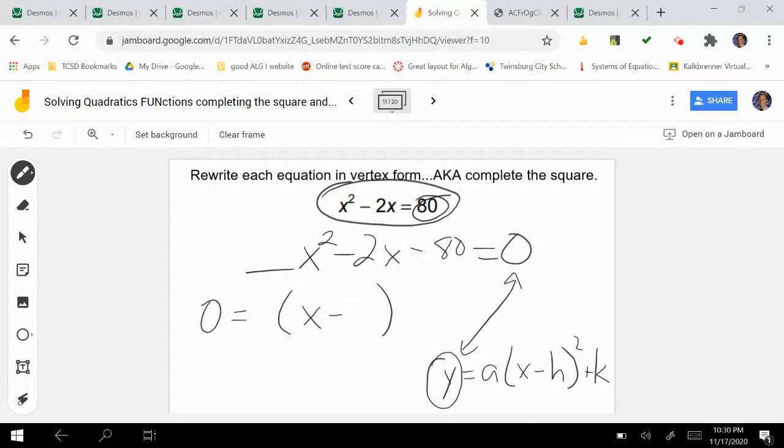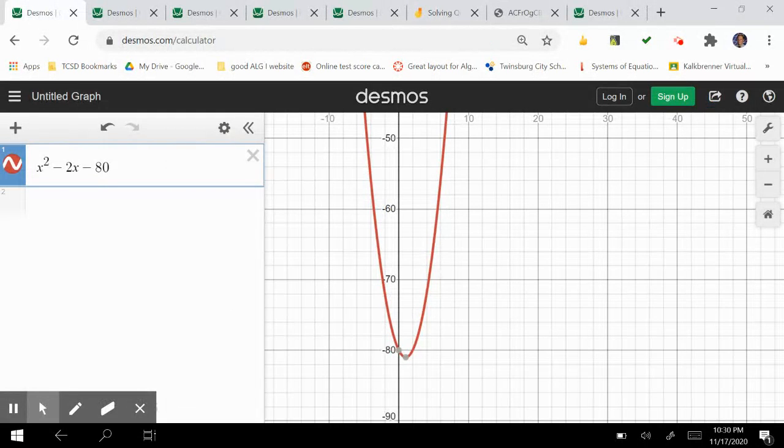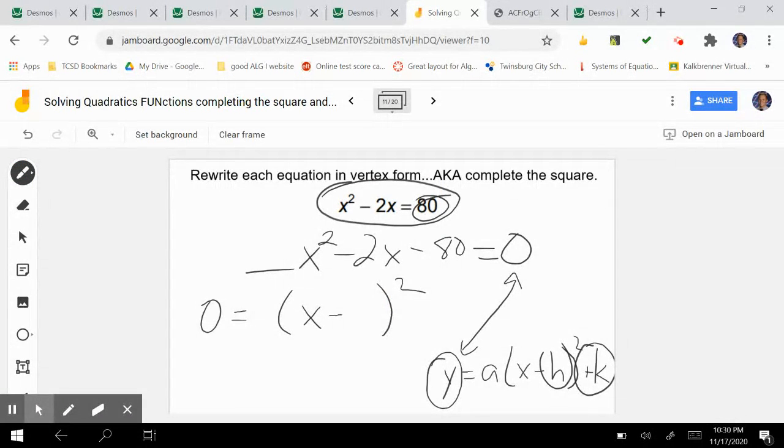minus h and k. Well, where am I going to get my h and my k? Real simple. I already have it queued up in Desmos, right? Here's my h and my k. 1 and negative 81. All right. So 1, I'm going to take the opposite of 1 and make it negative 1. That's what this negative does here. And then I had negative 81. So if you notice, now what do I have to do?